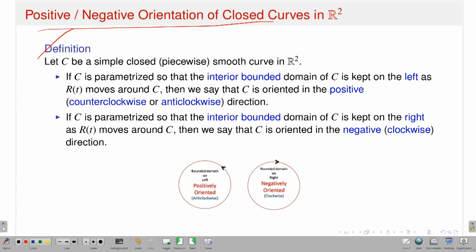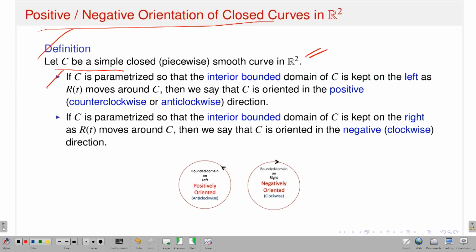So what is the definition of positive or negative orientation? What do I mean by that one? So it says that, okay, let's see, you start with a simple closed smooth curve or piecewise simple closed smooth curve in R2. That means it will have a parameterization capital R. If it is smooth, it means that capital R is smooth, that means it is differentiable.